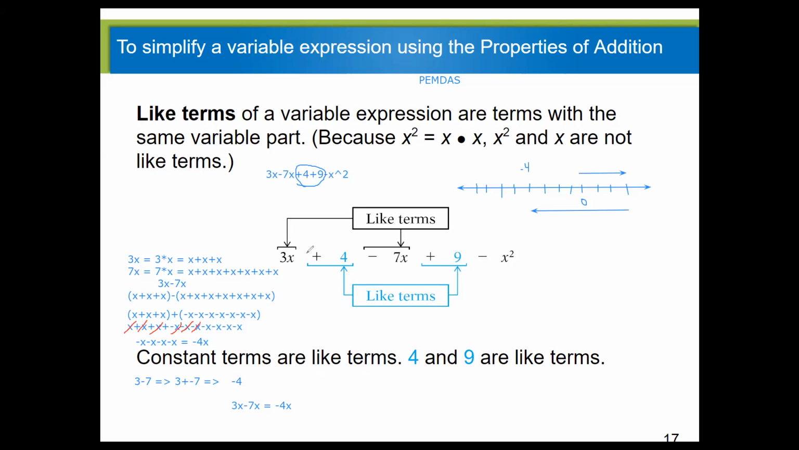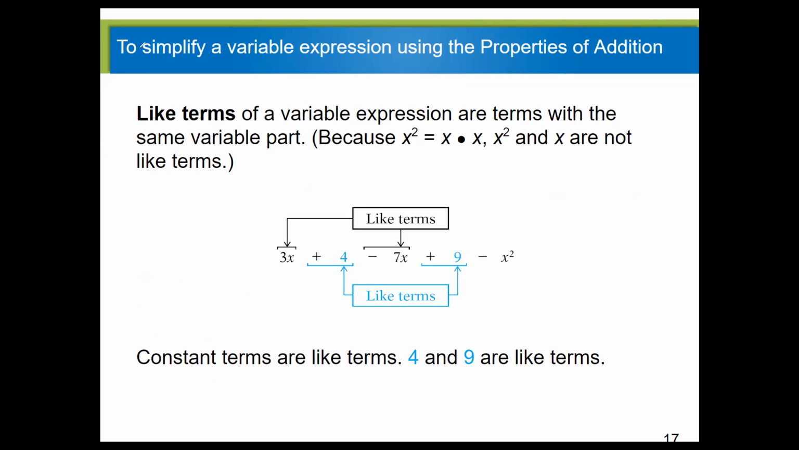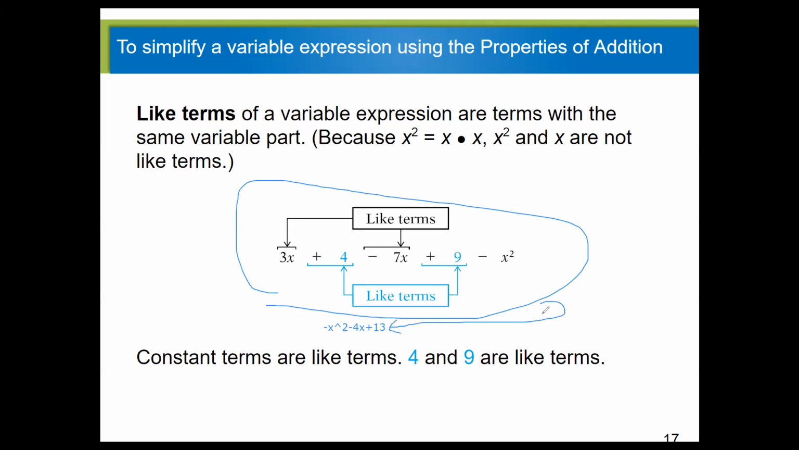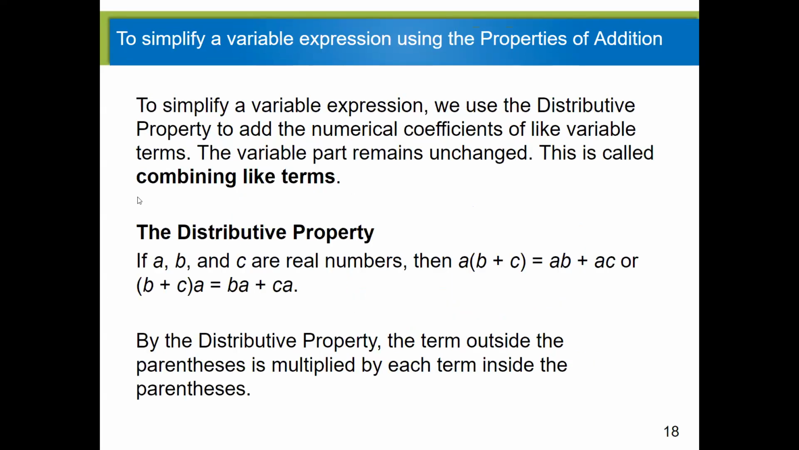Meaning we can simplify this entire equation out. I'm going to clear everything. We can simplify this entire equation out, once we know what we're doing, to be negative x squared, and I'll explain why we're rearranging terms here in a bit, minus 4x plus 13. The big equation here is the same thing as that. Same thing. Instead of having 5 terms, now I have 3 terms. And that's what combining like terms means.